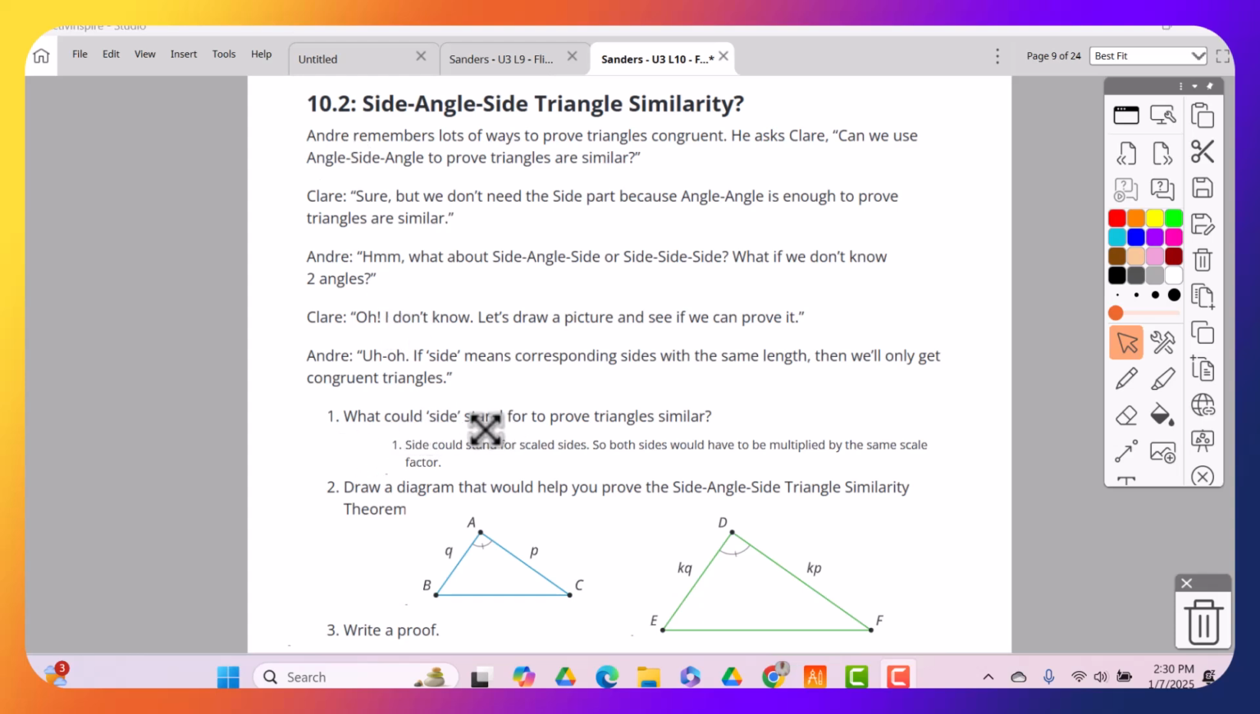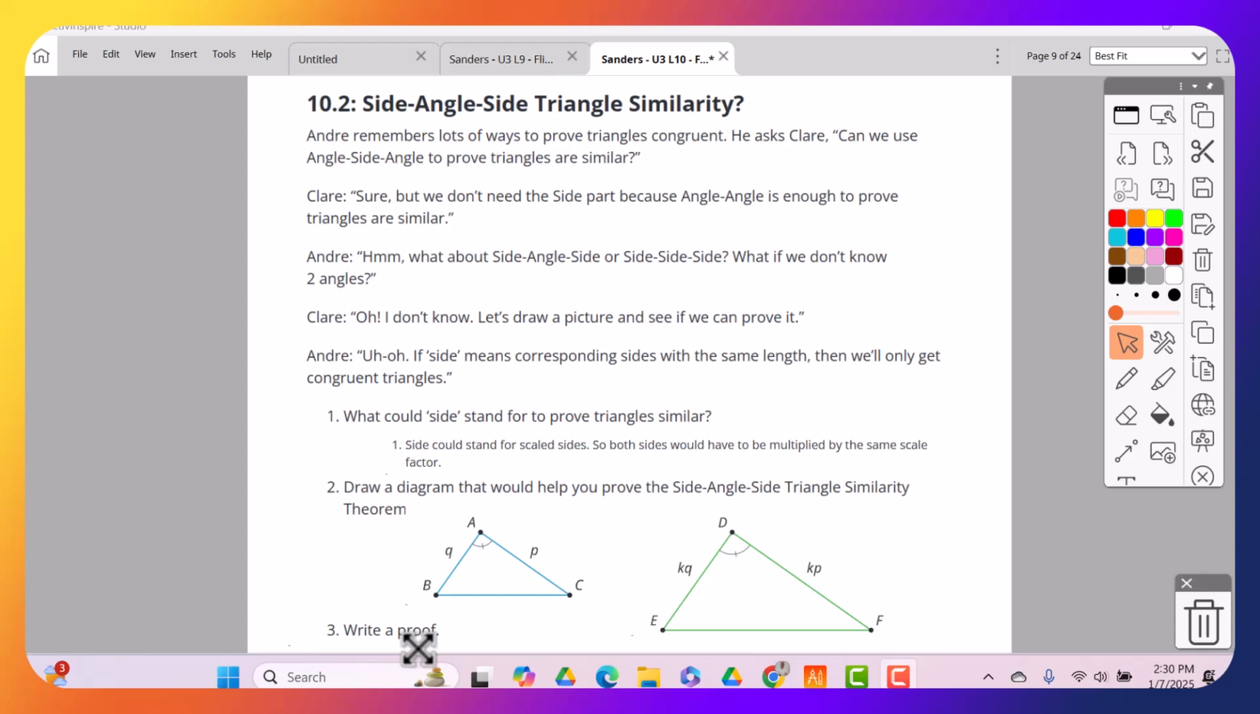What could side stand for to prove triangles are similar? Let's draw a picture. Here's side-angle-side. What would a side mean? Side could stand for scaled sides, so both sides would have to be multiplied by the same scale factor. Then we draw a diagram that would help you prove the side-angle-side triangle similarity theorem. Here are two examples.